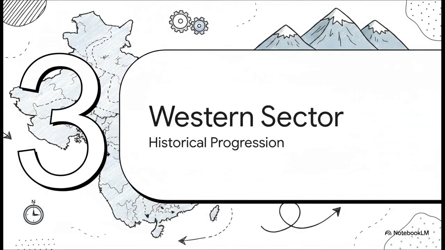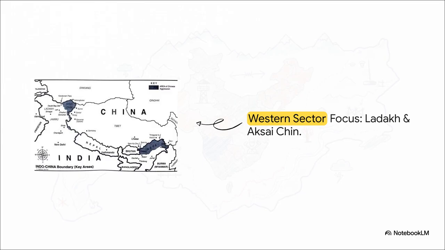Which brings us to part 3, the western sector, specifically Aksai Chin and its historical progression. Now, what's really fascinating here is that we can trace the roots of this Western standoff back for centuries. India maintains that the boundary here is defined by what's called the Johnson Line. This covers Ladakh and the Aksai Chin Plateau. Now, geographically speaking, this is a harsh, high-altitude desert, but strategically, it's an absolutely vital area for regional connectivity.